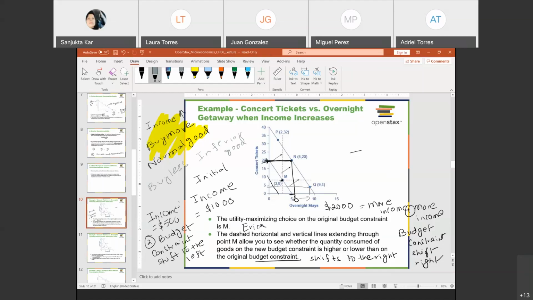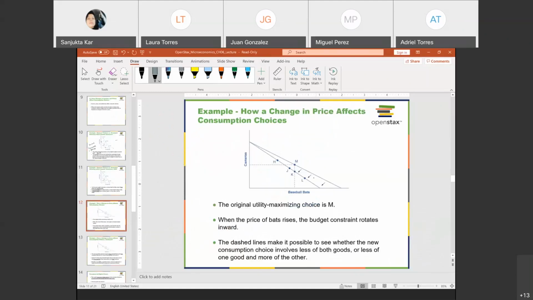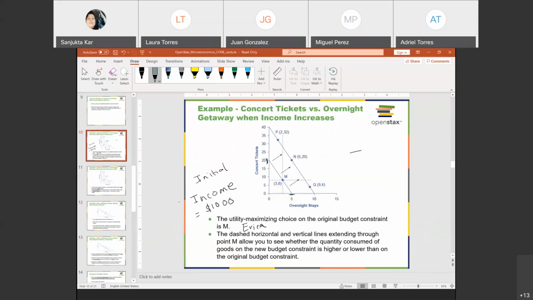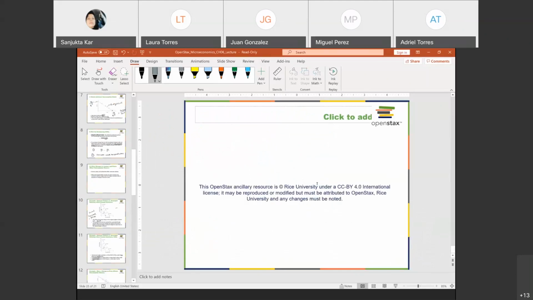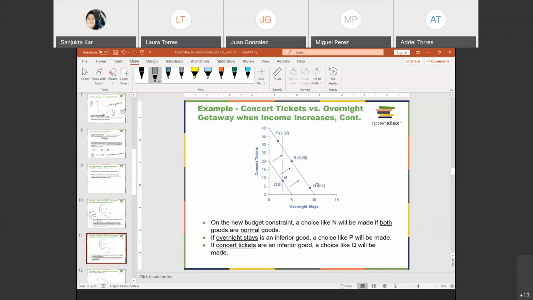But here, if she moves to point Q, that means she's buying more overnight stays, but fewer concert tickets. So at this point N, both goods are normal because she's buying more concert tickets and more overnight stays. So overnight stays is a number that comes first, and after that, we have concert tickets. So let's do it this way. This one is overnight stays. This one is concert tickets.